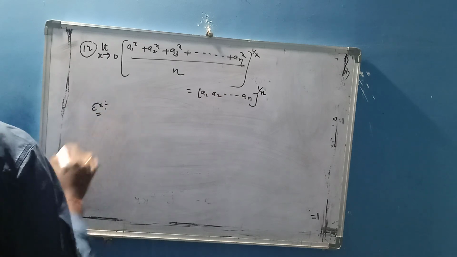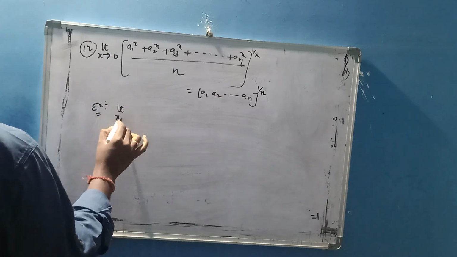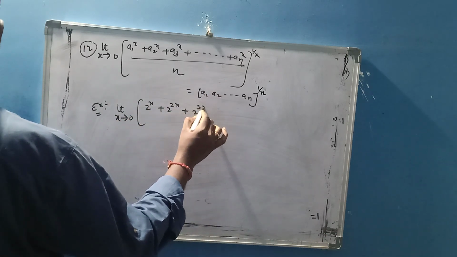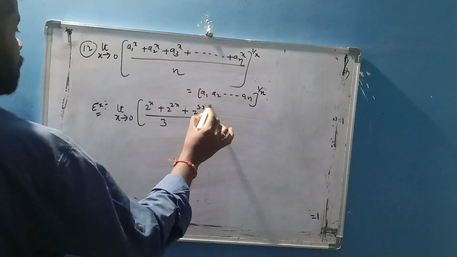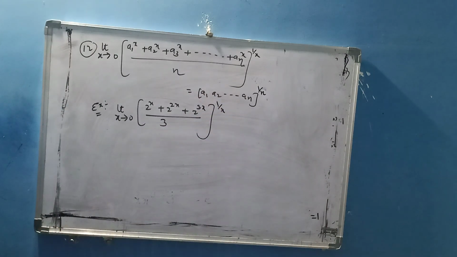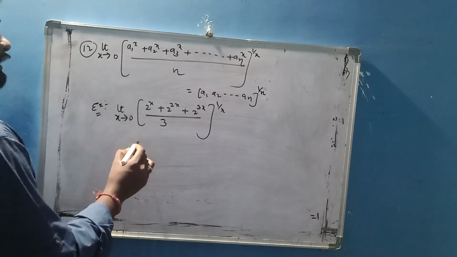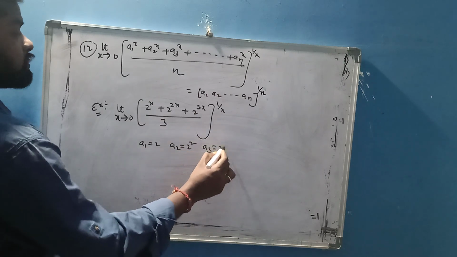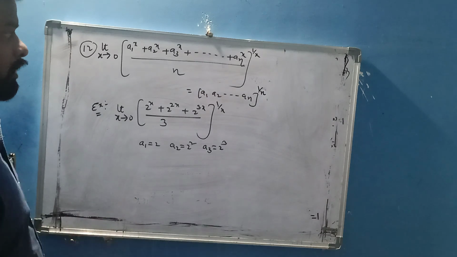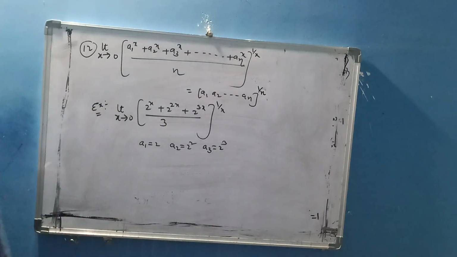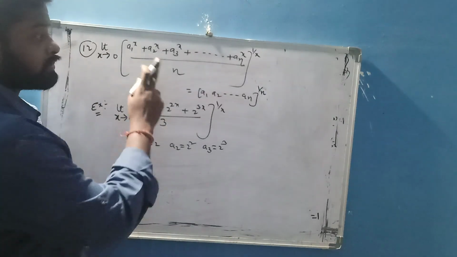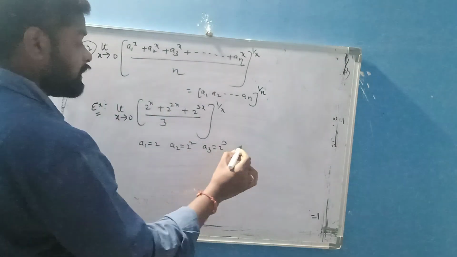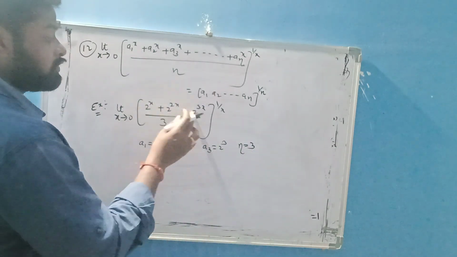Example. Limit x tends to 0, (2 power x plus 2 power 2x plus 2 power 3x) by 3, whole power 1 by x. Here, what is A1, A2, A3? A1 is equal to 2, A2 is equal to 2 square, A3 is equal to 2 cube. Apply that formula. N is equal to the number of values given. Here the number of values is 3, that is 1, 2, 3. So n equal to 3.